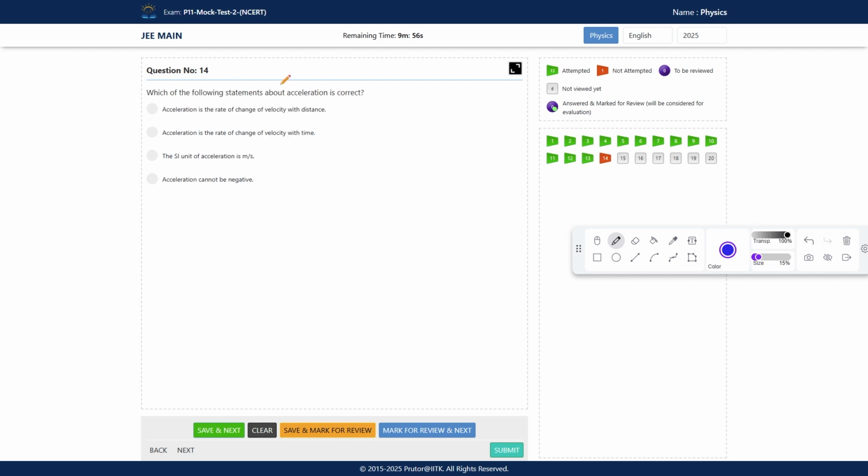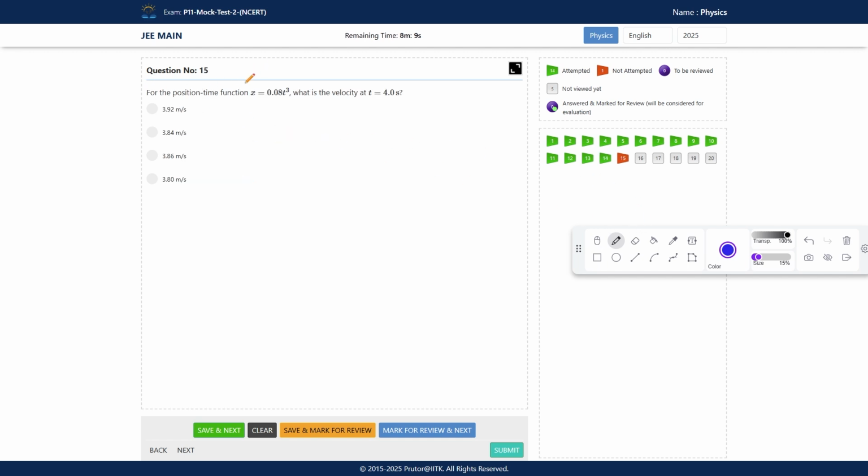Which of the following statements about acceleration is correct? This is a theoretical question. Think about it. Acceleration is the rate of change of velocity with distance. Acceleration is the rate of change of velocity with time. The SI unit of acceleration is meter per second, and acceleration cannot be negative. Which one is correct? Acceleration is the rate of change of velocity with respect to time. So this one is correct.